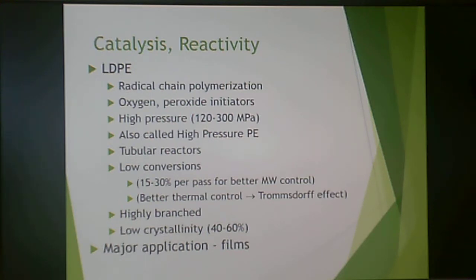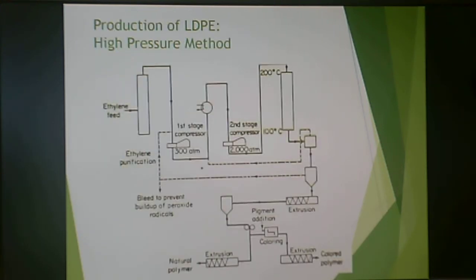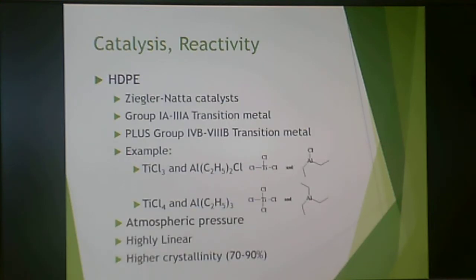Low-density polyethylene is highly branched, and it has low crystallinity compared to high-density polyethylene. Again, it's still 40 to 60%. The major application for low-density polyethylene is films. Here is a high-pressure method reactor for your information.